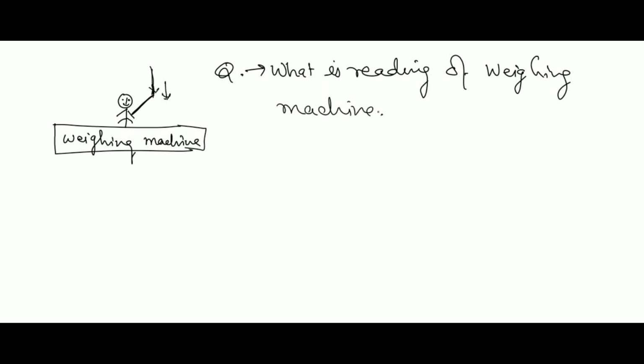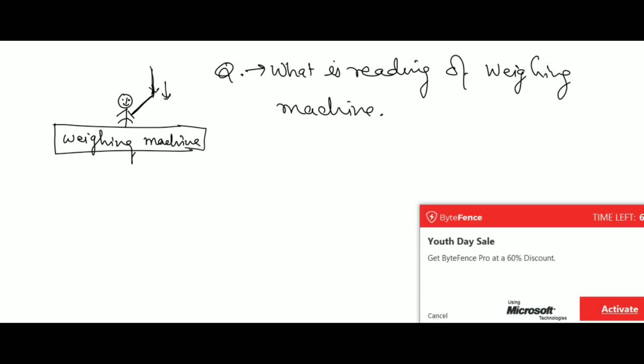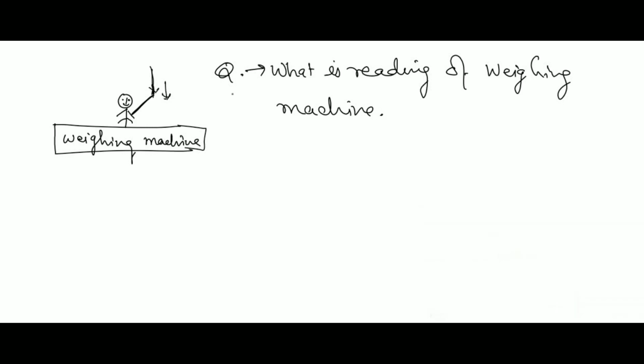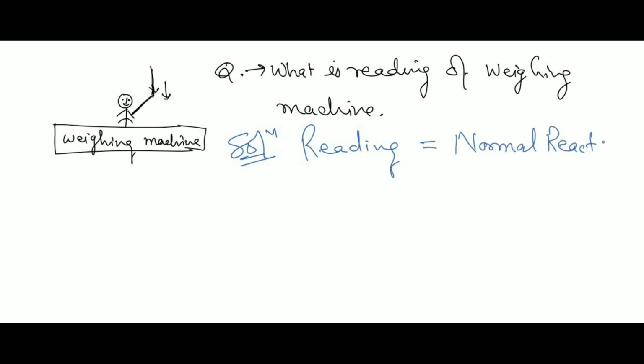So this type of problem can be answered. There is a general approach for this type of problem. The general solution is that the reading of the weighing machine is nothing but the normal reaction. If the weighing machine has a normal reaction N, that will be the reading of the weighing machine. So now we have to calculate the normal reaction.